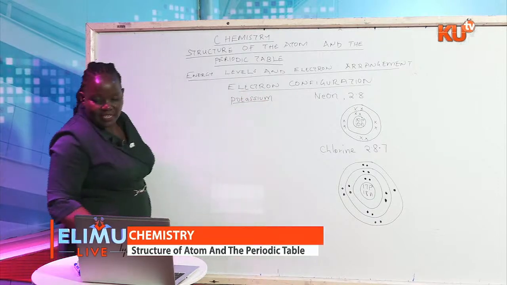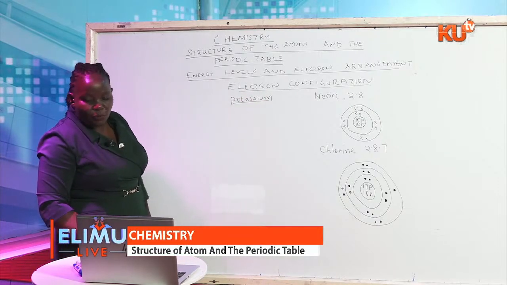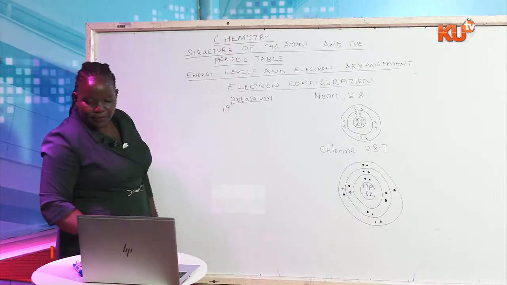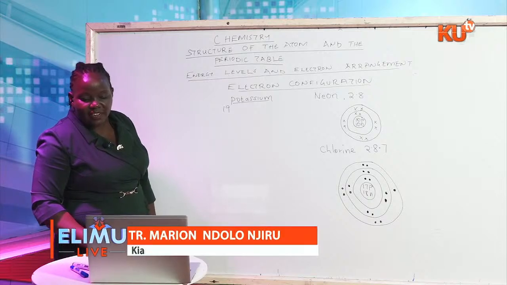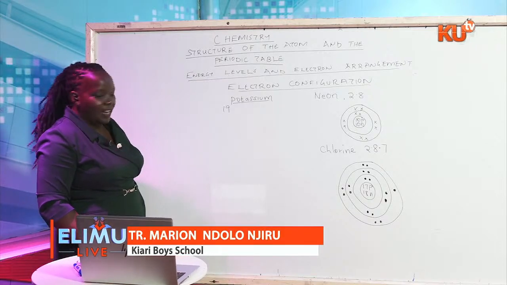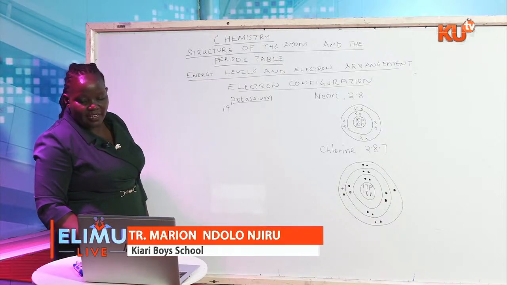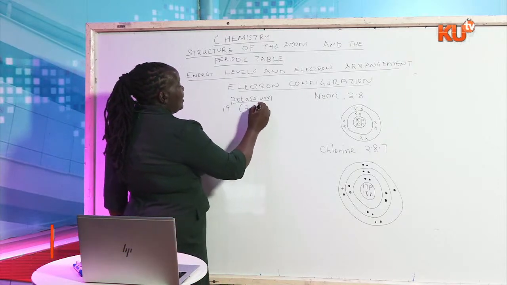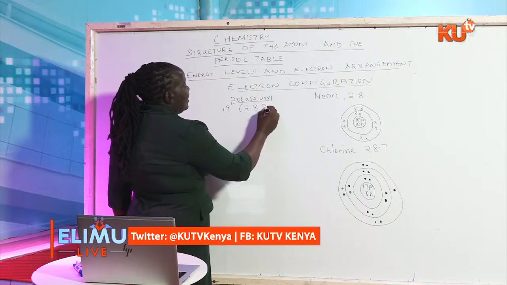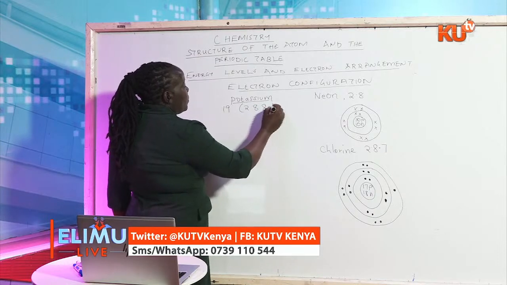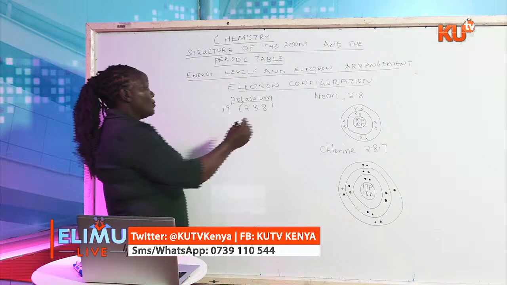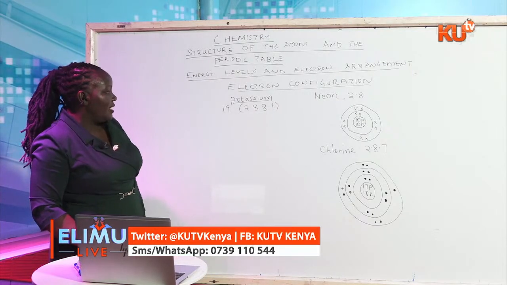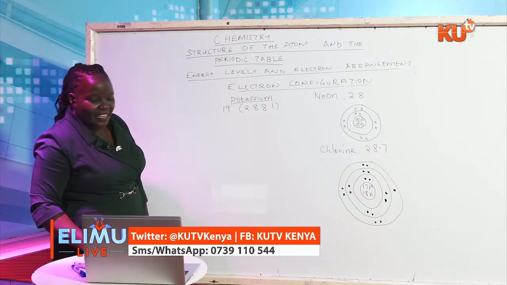Potassium is atomic number 19. That means it has 19 electrons in its atom. Electron configuration is 2, 8, 8, and then 1. So I want to represent these electrons in a diagram.